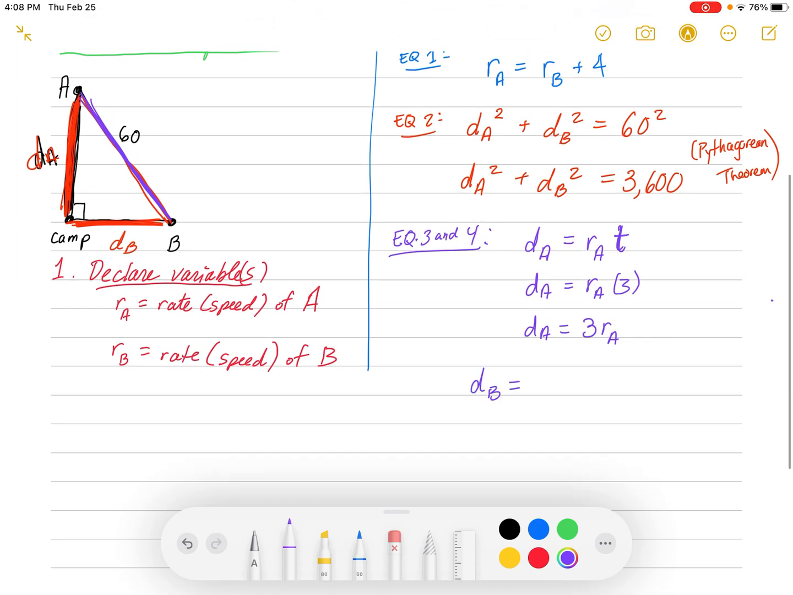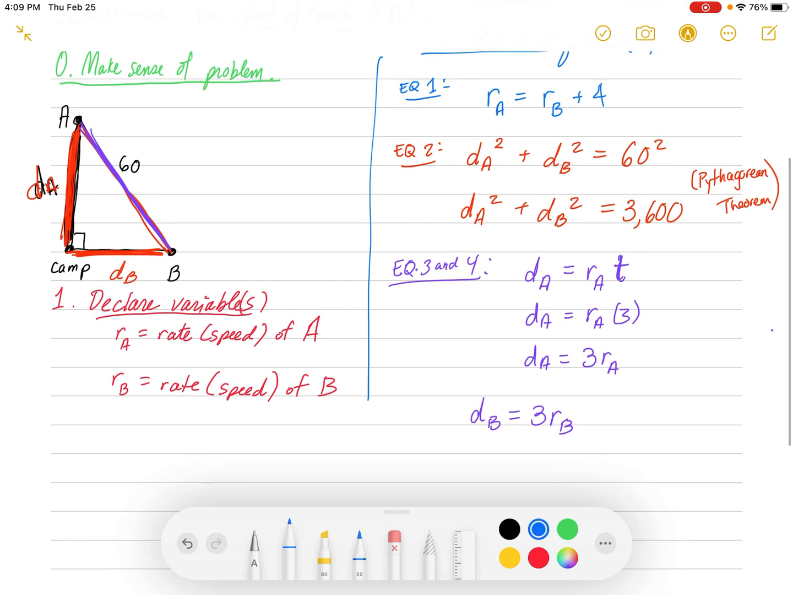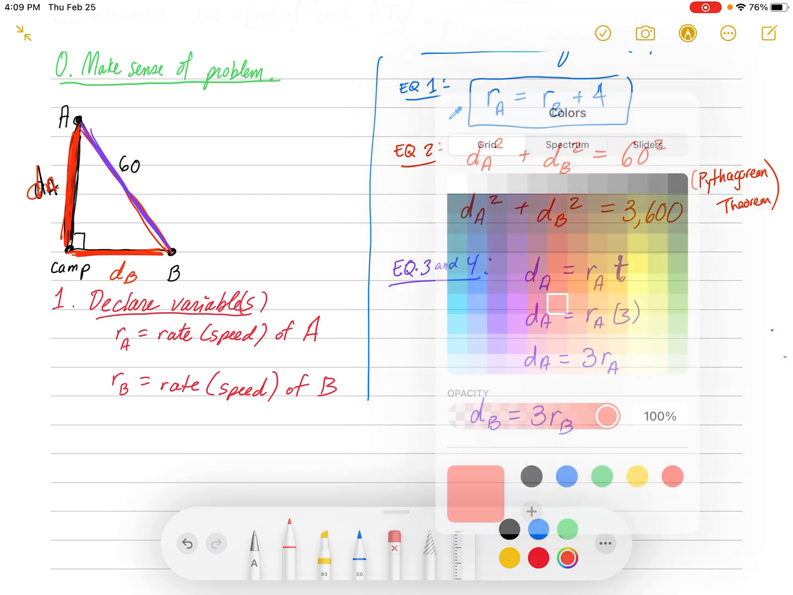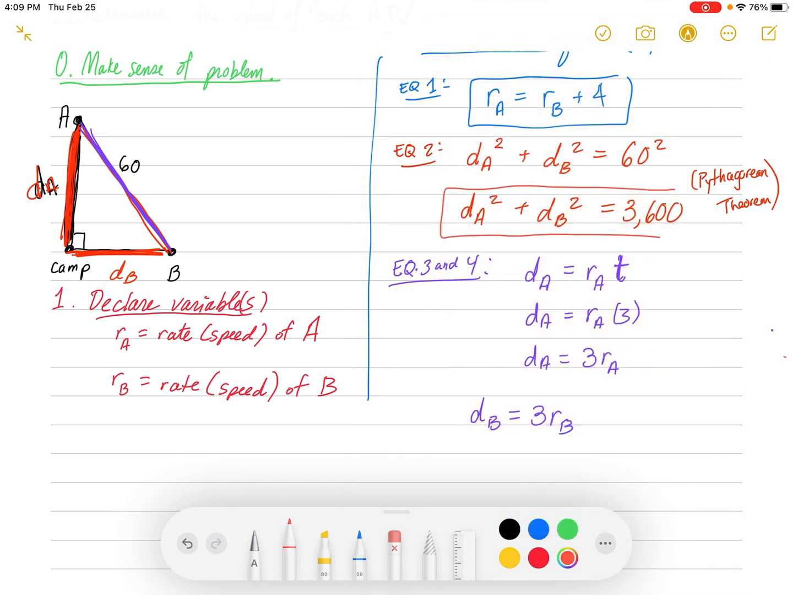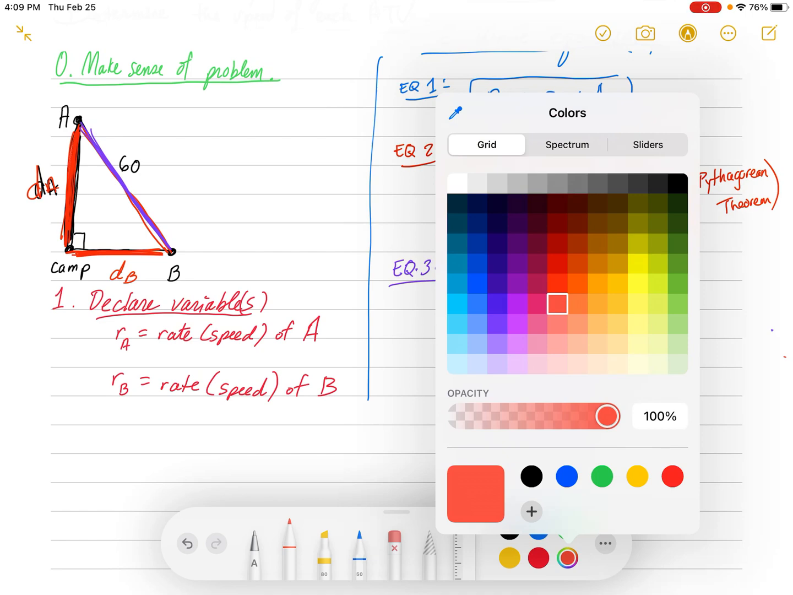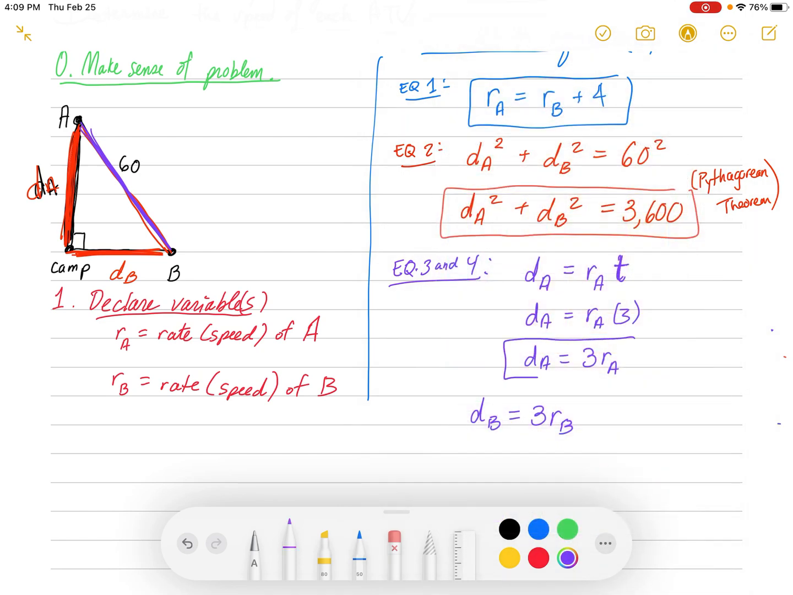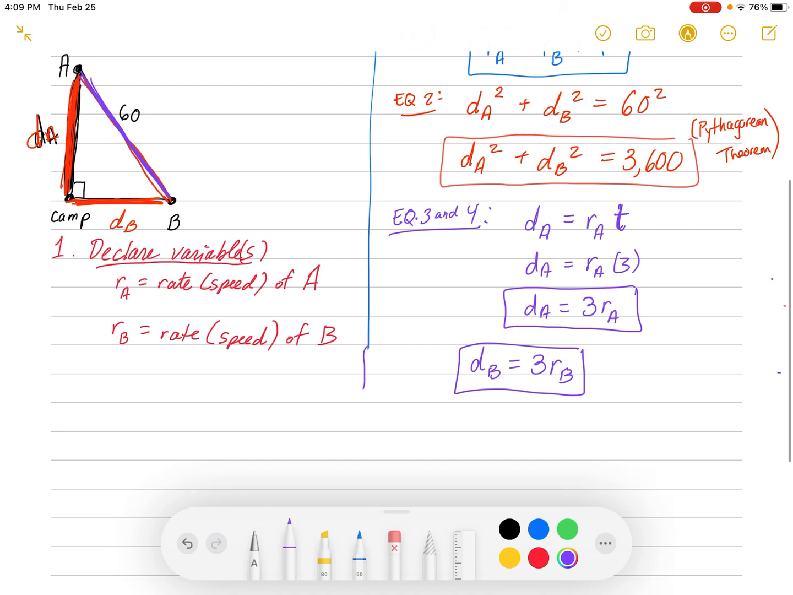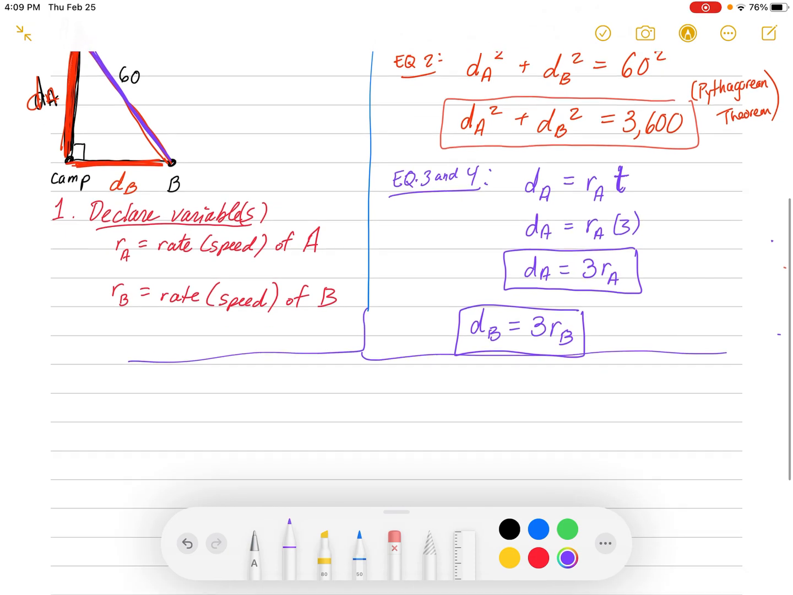You can say that the distance that B travels is 3RB, using the same logic. Distance equals the rate times the time. The time here is 3 hours. Here you have equation 1 in blue, you have equation 2 in orange, and you have equations 3 and 4. Distance equals rate times 3 hours time.